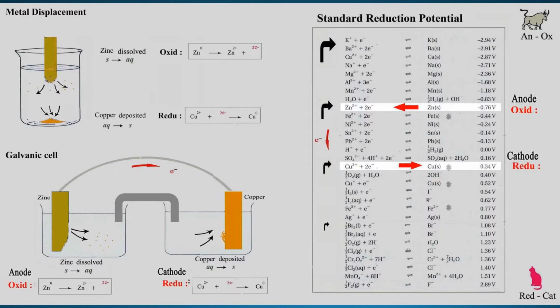So once you determine oxidation and reduction, you just write anode on the oxidation and cathode on top of the reduction. And that's all. Now let's do some exercises.